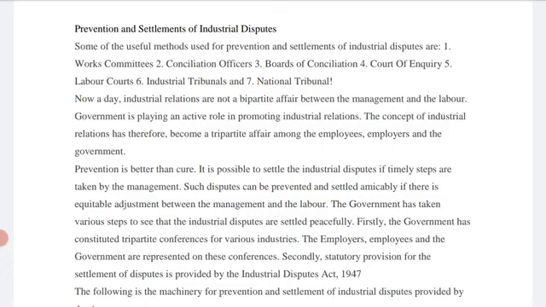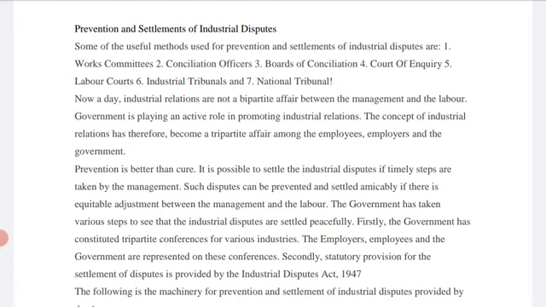Firstly, the government has constituted tripartite conferences for various industries. Tripartite means three-tier, or a committee consisting of three parties. It is set up so that if such issues and grievances are raised, they can be controlled. The employers, employees, and the government are represented on these conferences.